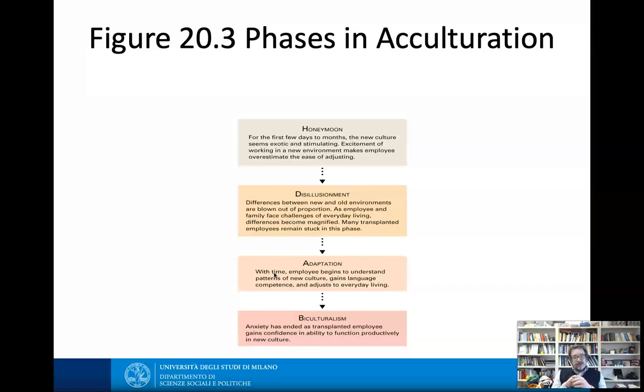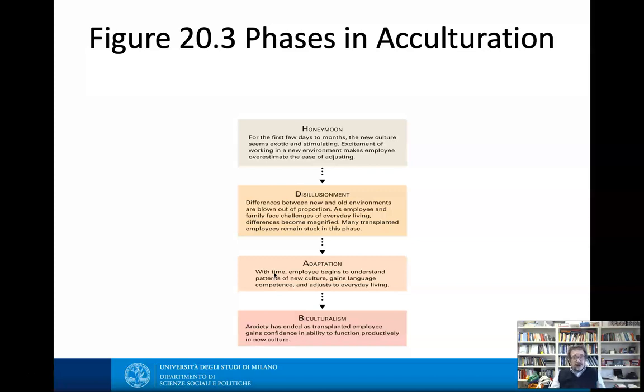After time, only when you are keeping up with living in that culture and you start to make sense of what happens around you, we move to adaptation that allows people to be successfully part of that culture. And finally, once you function properly in a specific country, you can develop what is called biculturalism, which means that you have ended the anxiety connected with working and living in a different country.